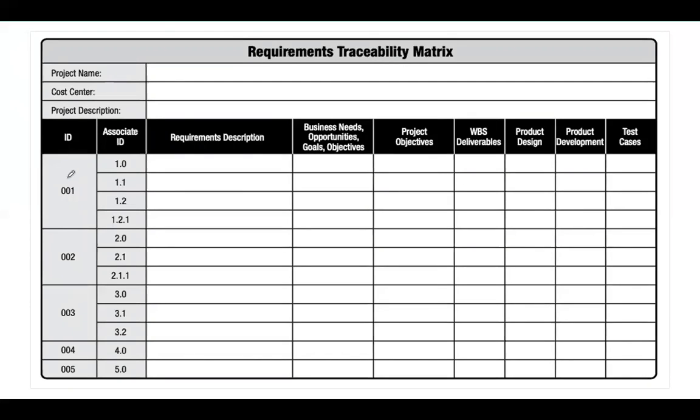And I guess this is a template for one requirement traceability matrix. You have the requirement description, the business need, opportunity, and the goals and objectives associated with that requirement. Then the objectives that are linked to that requirement, or rather satisfy that requirement. Then which WBS, work breakdown structure, deliverables satisfy those objectives. Then the design, development, and test cases.